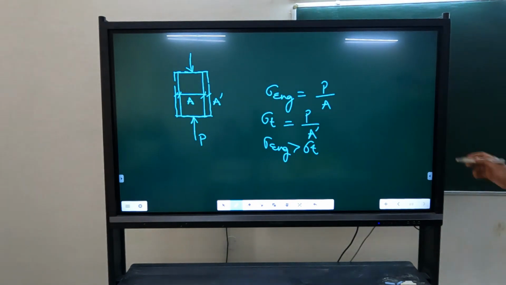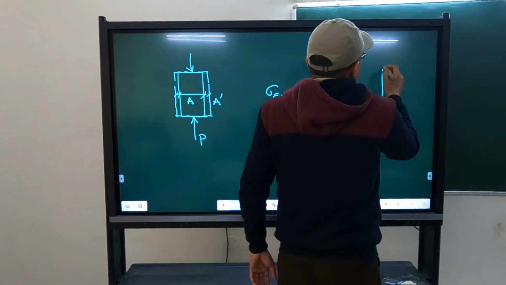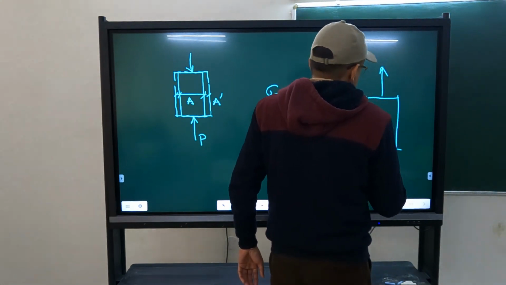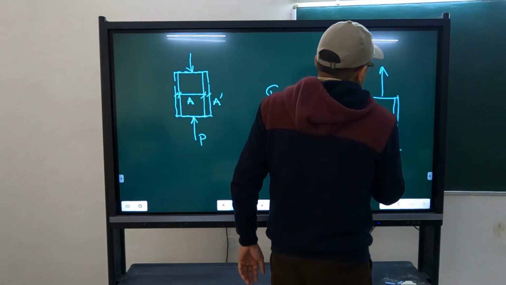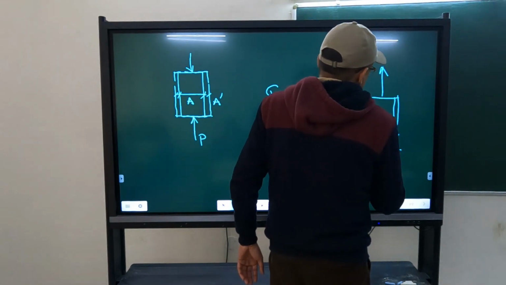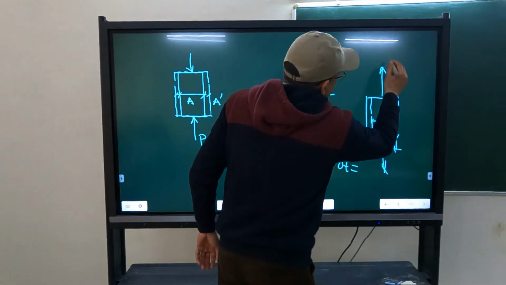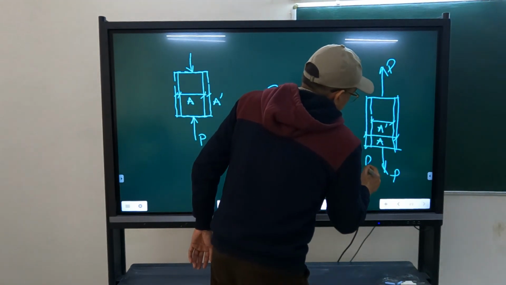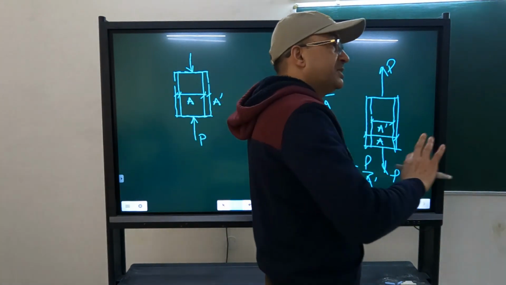Think of this when it is subjected to tension. In this case, what will happen? This is A dash. This is A. So sigma true will be P over A dash, and that has to be the same. The true stress in compression and tension is the same.